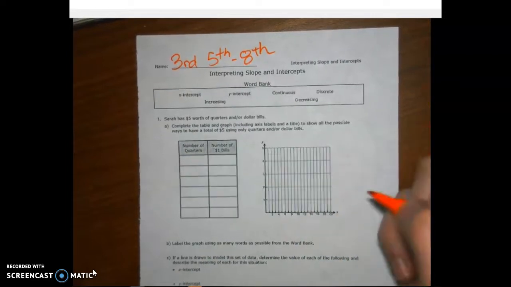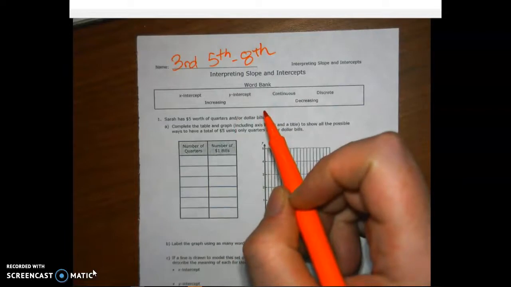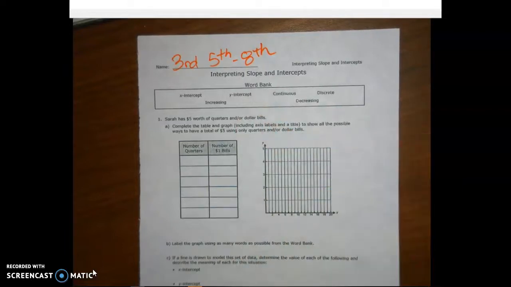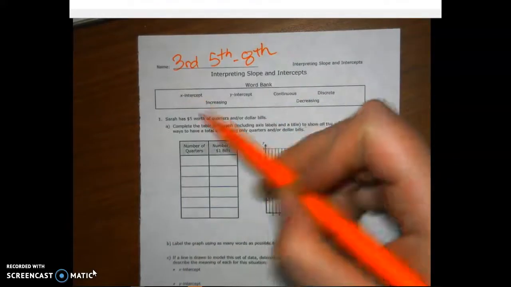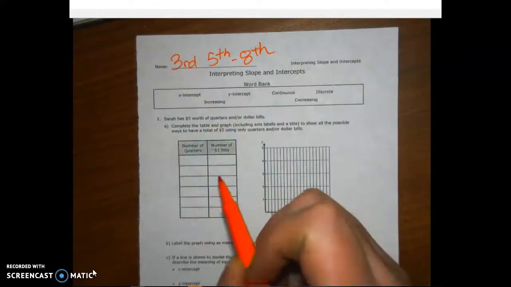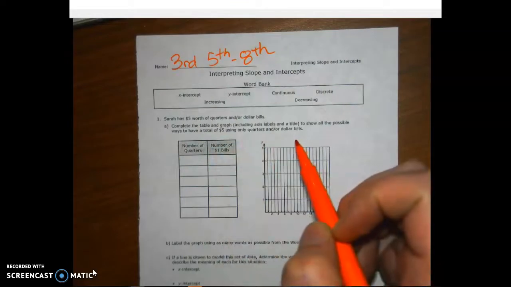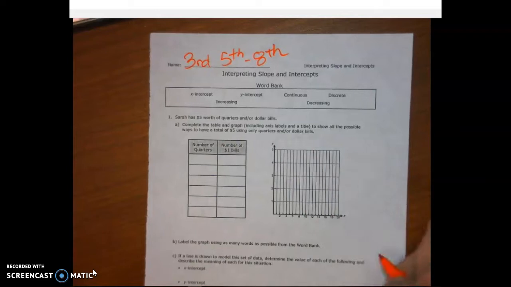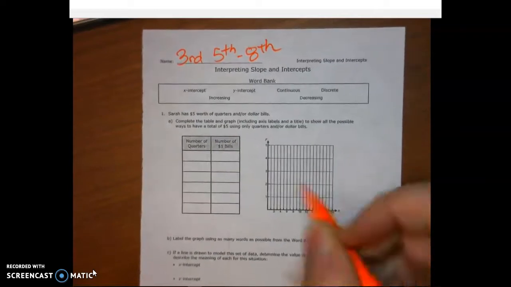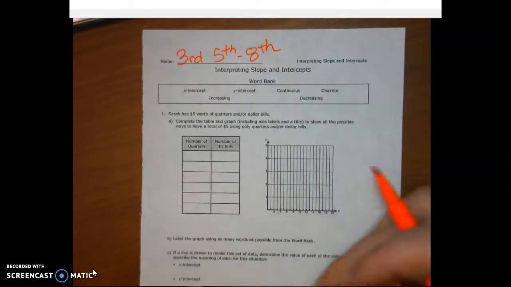Cool? Okay, so in class we talked about finding slope, picking it out. Now I want to talk about interpreting it, okay? So I've got this word bank for you, and we're going to work through this word problem so that you can see the different parts of the graph as well as how to read and understand what I showed you in class.